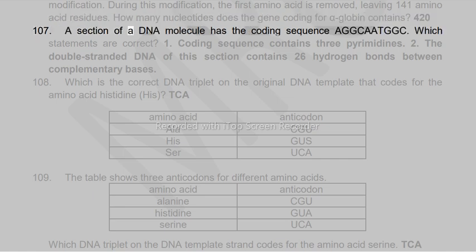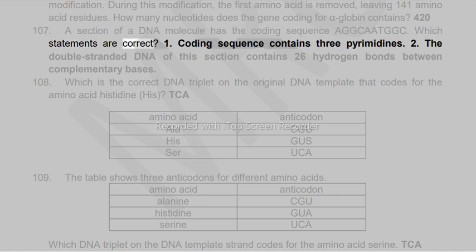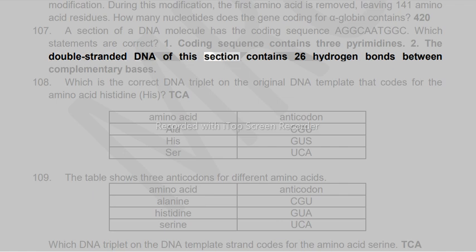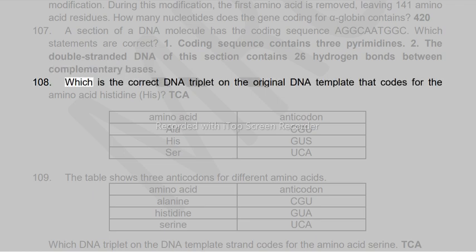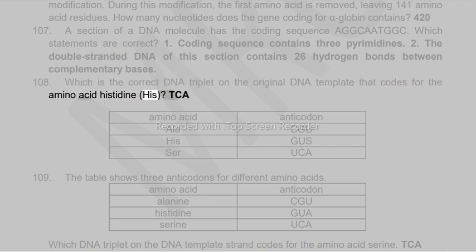107. A section of a DNA molecule has the coding sequence AGGCAATGGC. Which statements are correct? 1. Coding sequence contains 3 pyrimidines. 2. The double-stranded DNA of this section contains 26 hydrogen bonds between complementary bases. 108. Which is the correct DNA triplet on the original DNA template that codes for the amino acid histidine? TCA.